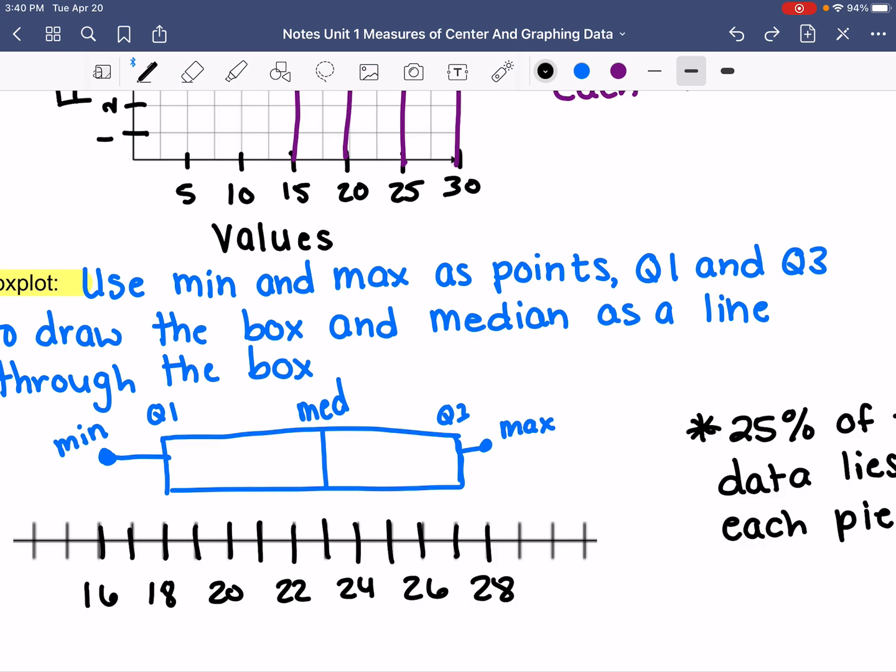So it'll ask you questions like, what percent of the data is below 23? Well, half of the data is below 23 because this piece is 25 and this piece is 25. Or it'll say, what percent of the data is greater than 18? Well, here's 18. There's one piece is 25, 2 pieces, 3 pieces. So it'll be 75% is above 18.